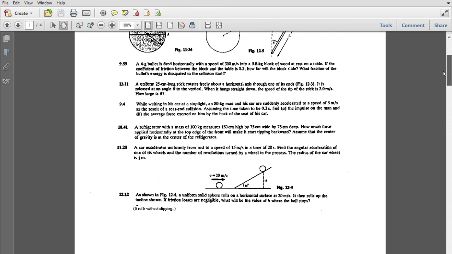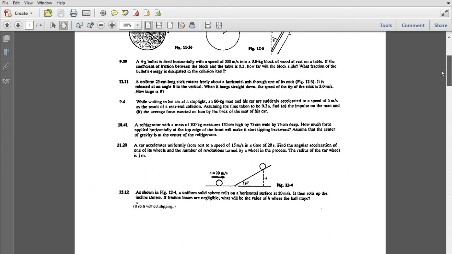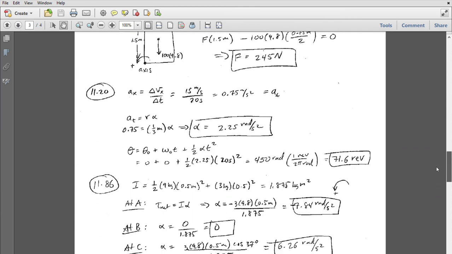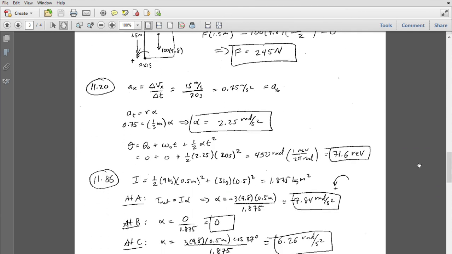All right, next problem. A car accelerates uniformly from rest to a speed of 15 meters per second in a time of 20 seconds. Find the angular acceleration of one of its wheels and the number of revolutions turned by a wheel in this process. The radius of the car wheel is 1/3 of a meter. It's hard to read that. So this sounds like a kinematics kind of problem.